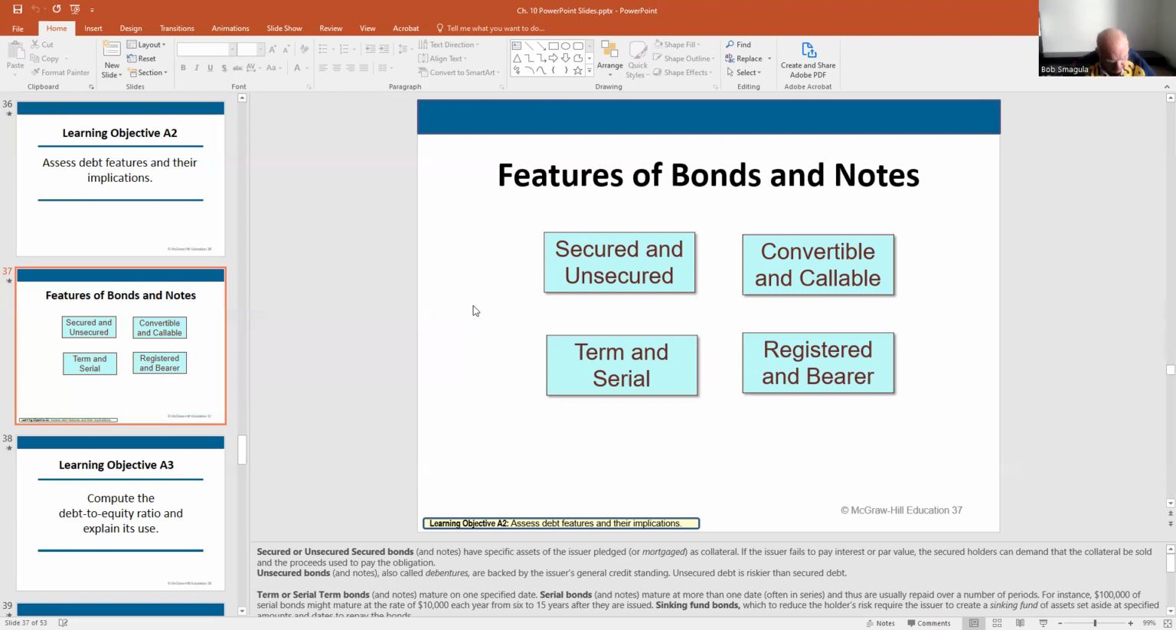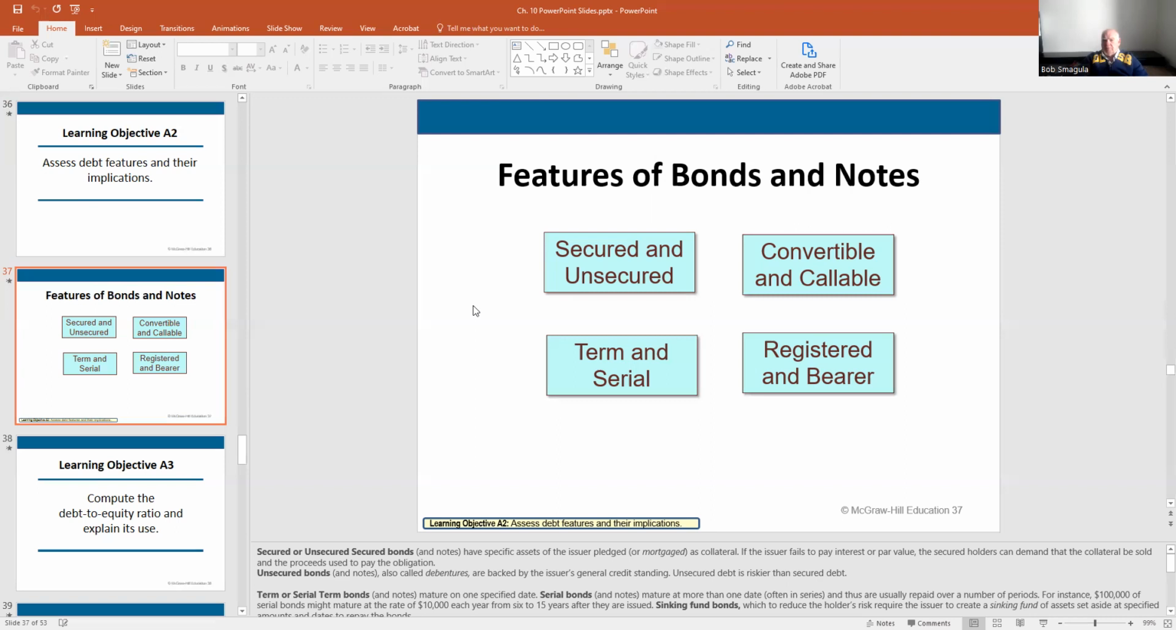Unsecured, someone walks into a bank and they say, "I want to borrow $2,000." The bank says, "No problem." And they hand that person a check for $2,000. That's an unsecured loan, no collateral. If that person fails to pay back, then the bank's going to have to go after them with a collection agency or start making phone calls, that type of thing, okay? Secured and unsecured.